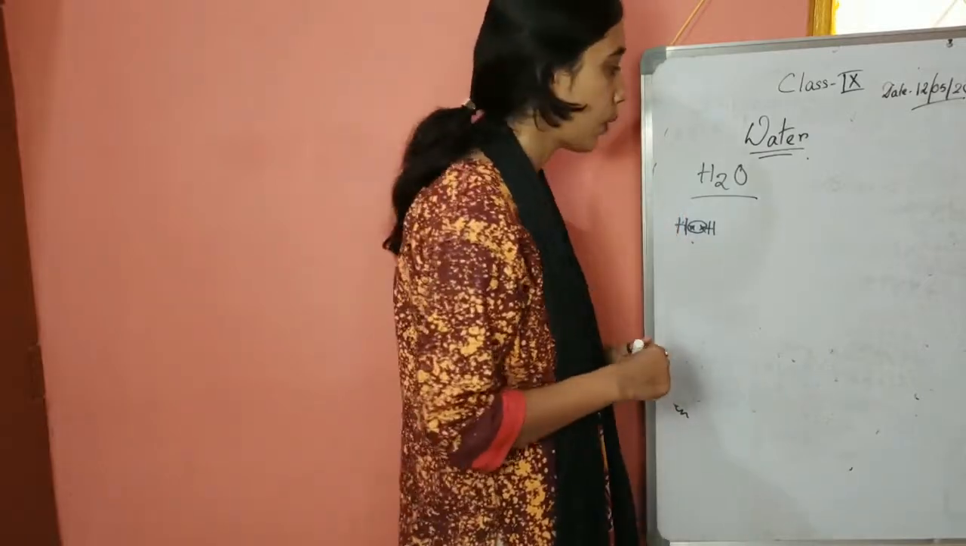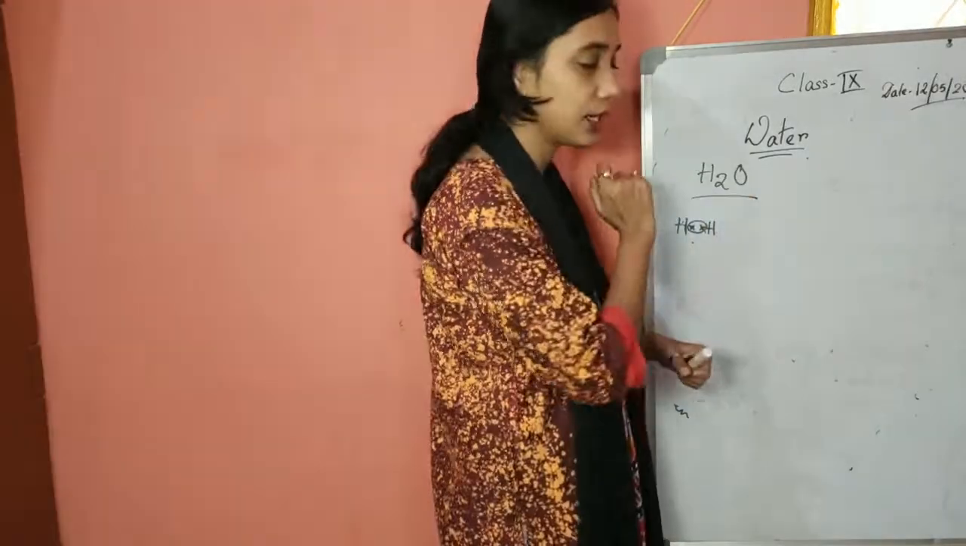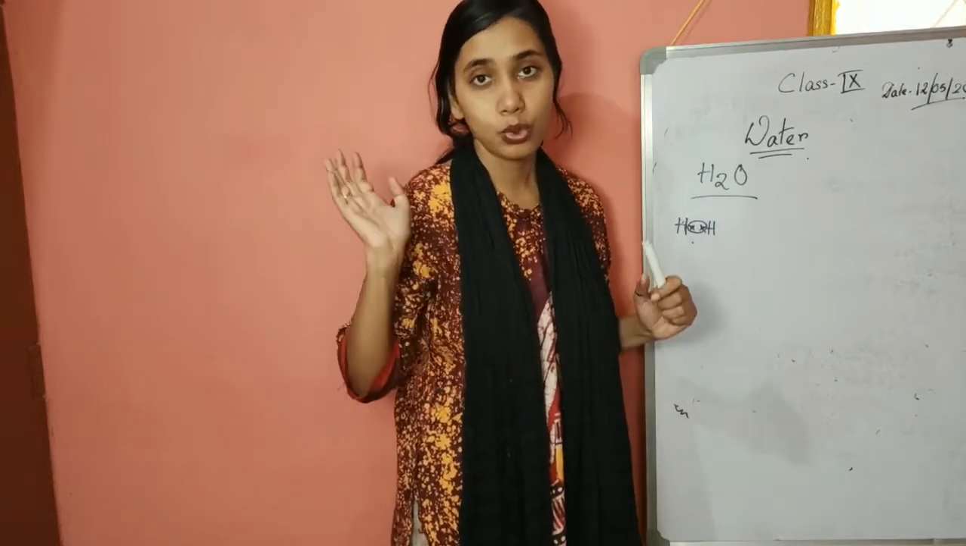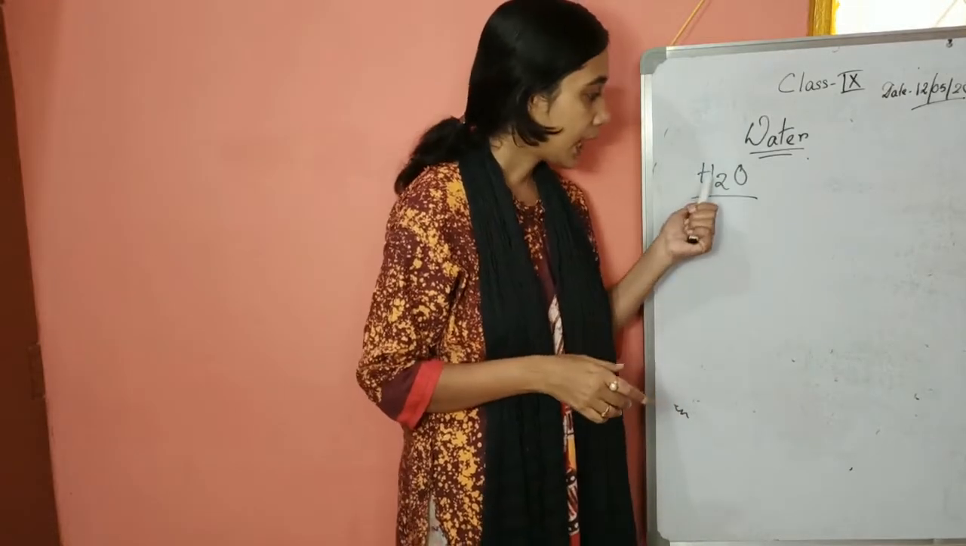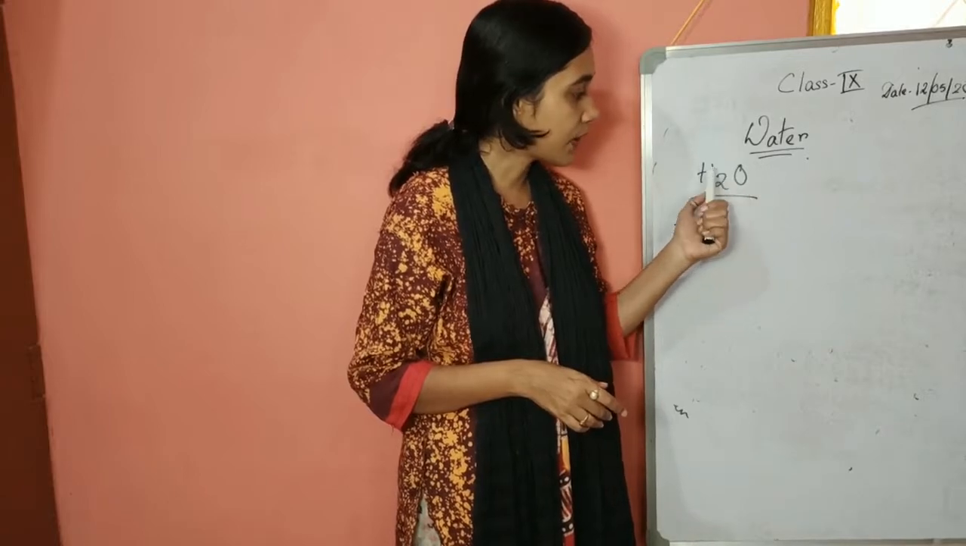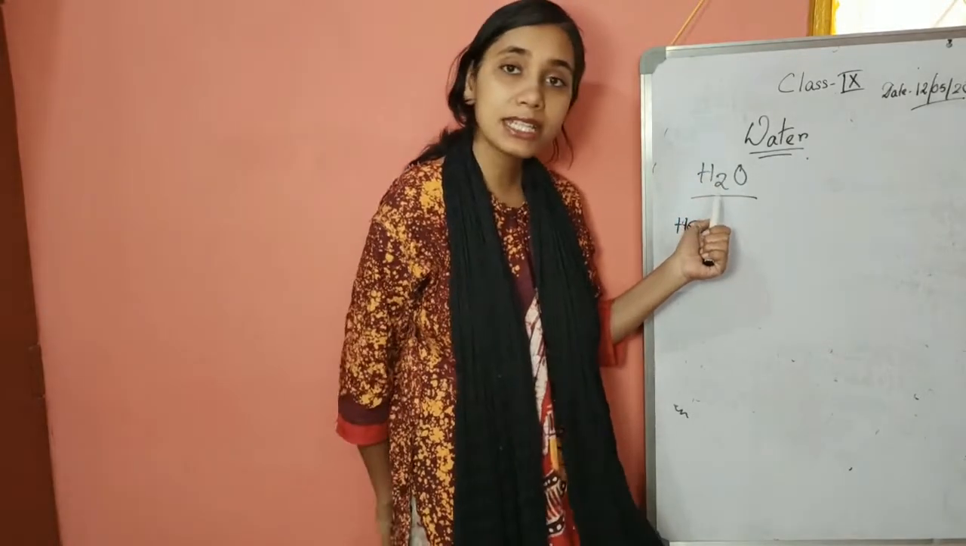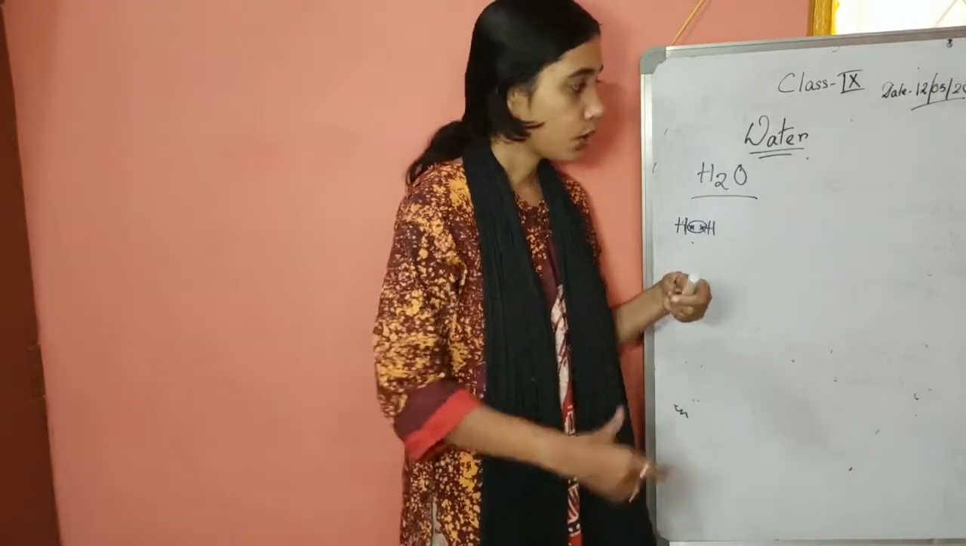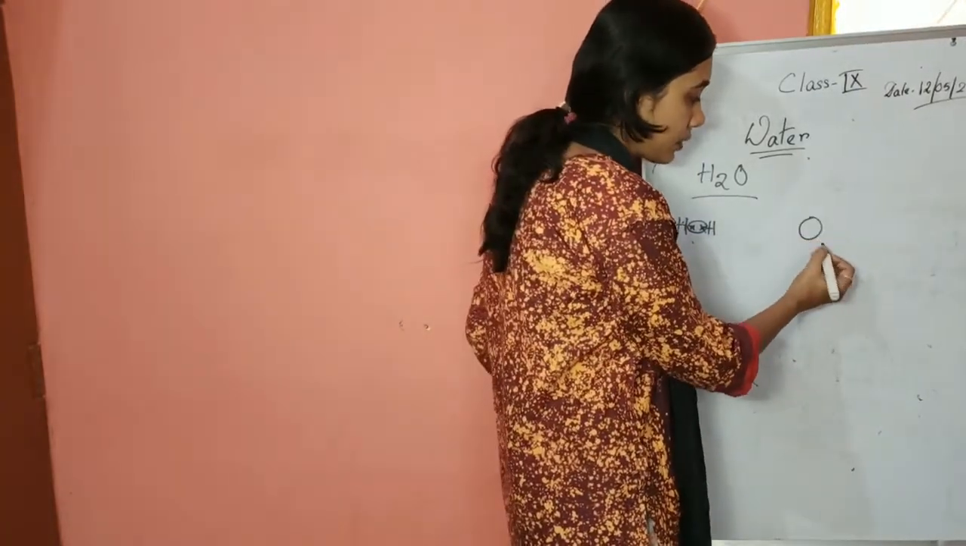Now in case of water, what happens? Water contains two kinds of atoms, oxygen and hydrogen. None of them can give or take, so both of them will share. H2O, hydrogen's valency is 1 but atomicity is 2. That means in one molecule of water there are two hydrogen atoms. So how will the formation happen?